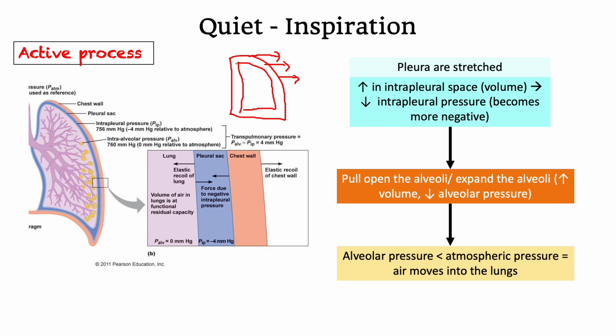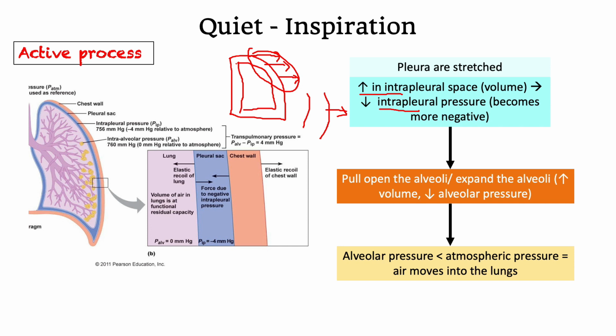So imagine initially it is like this, but when we pull the parietal pleura, the intrapleural space is going to increase. So when we increase the intrapleural space, again we refer to Boyle's law. When the volume increases, the pressure will become lesser. So in the intrapleural pressure case, it is becoming more negative.